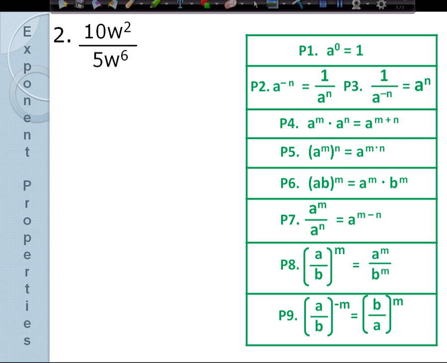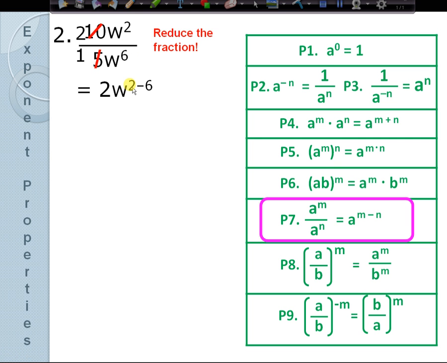All right, number 2, you have 10w squared over 5w to the 6th. The first thing we're going to look at is the fact that we can go ahead and divide our 10 by 5, or simplify, reduce that fraction, and that's going to give us 2 over 1 or 2. Then we're going to look at our property, which right here is property number 7, a to the m over a to the n equals a to the m minus n. And we have our base w here. It's the same on the top and the bottom, so we're going to subtract this 6 from the 2. So it's going to be w to the 2 minus 6, which is going to give us w to the negative 4.